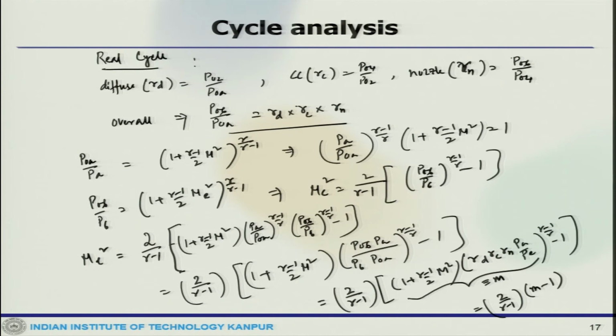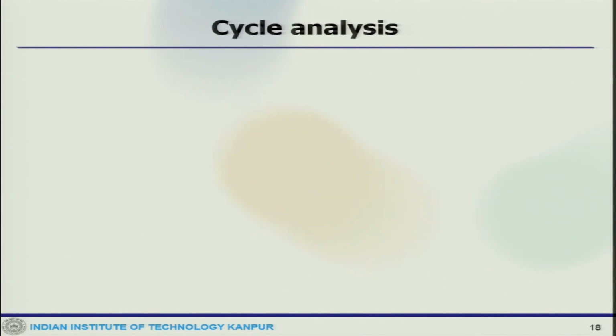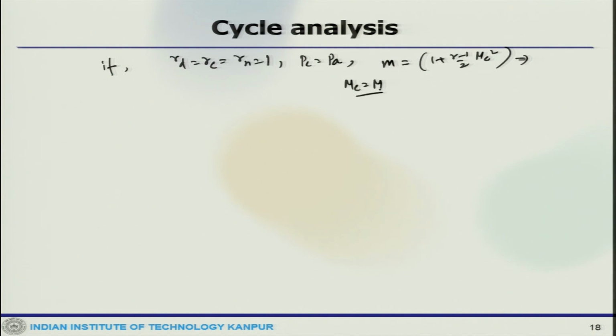Okay. Also, if R d R c R n is 1 and P e equals P a, then we get m equals 1 plus gamma minus 1 by 2 M e square. So, which essentially means M e is M.